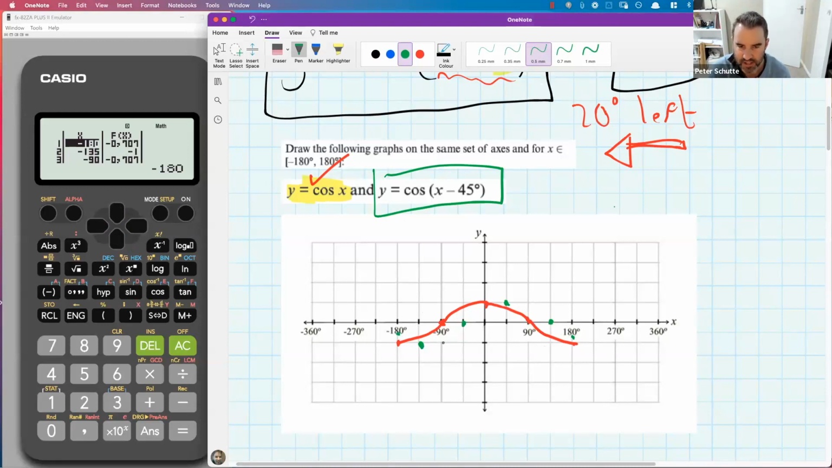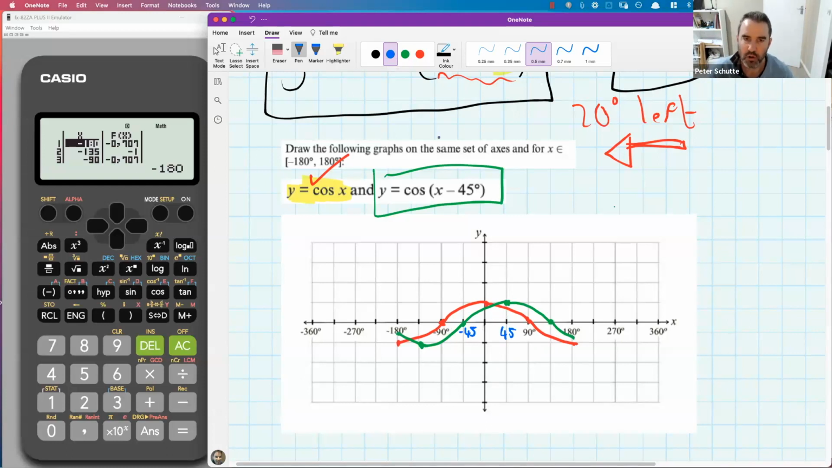So what I've done is I've got these dots and I'm going to start joining them. So let's see what goes on here. Okay. So if I look at the graph, I'll make that 45, and this is at minus 45.